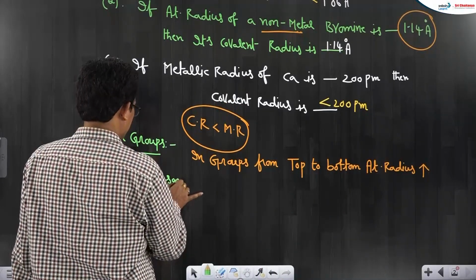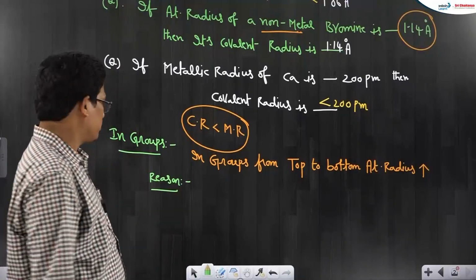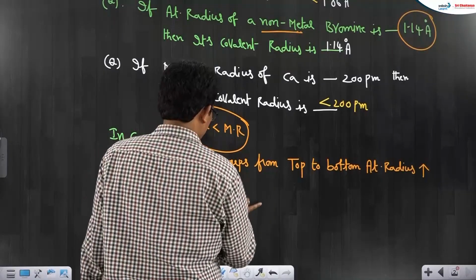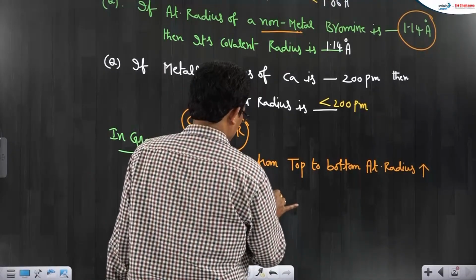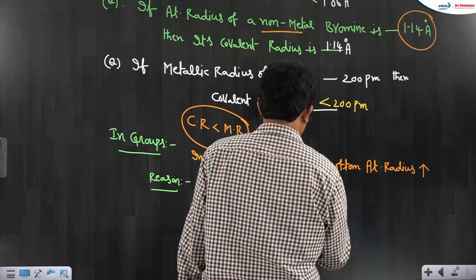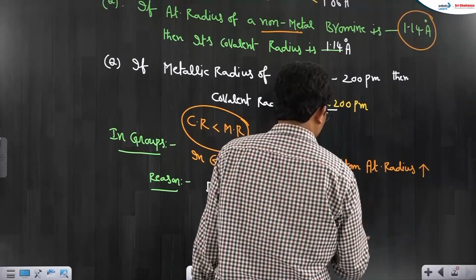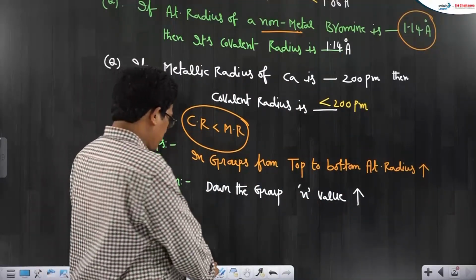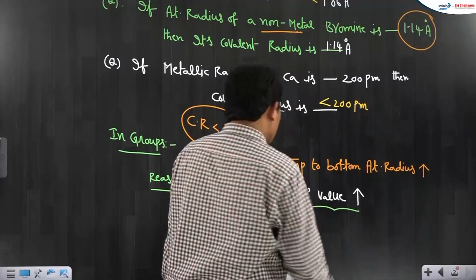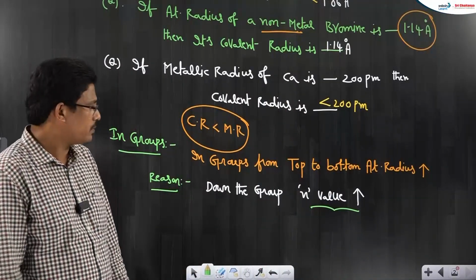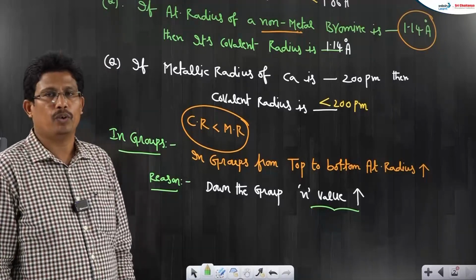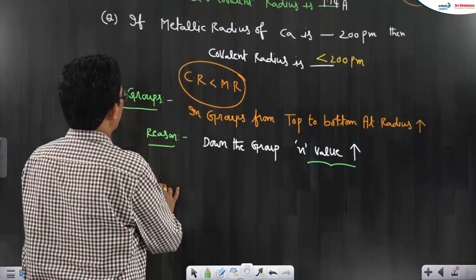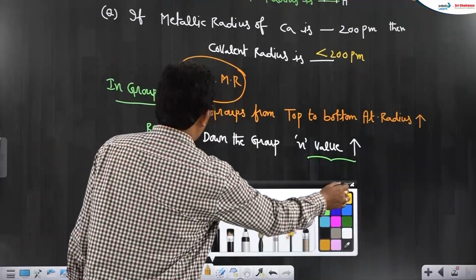Reason is, down the group, n value increases. Here the upward arrow means increases, and n value means principal quantum number, or shell number. That's why the distance between the center of the nucleus to the outermost electron increases. So radii increases.